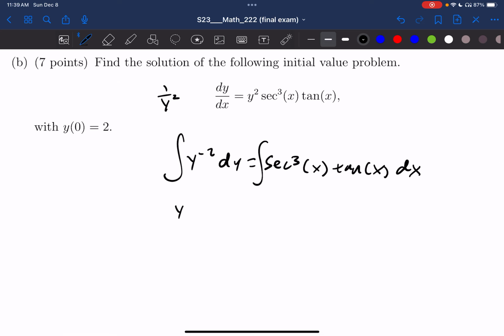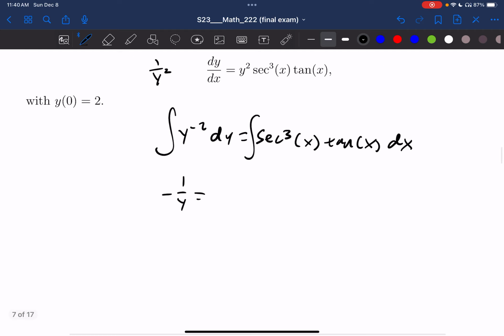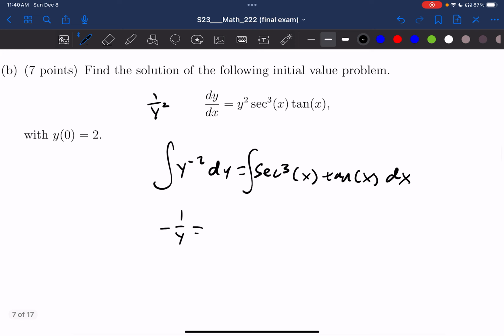The left side will be y to the negative 1 divided by 1, so it's going to be negative 1 over y. Negative 1 over y will be equal to, the right side is a little bit more complicated. We can manipulate this a little bit by applying our knowledge of the Pythagorean identity: sine squared plus cosine squared is equal to 1. And if we divide everything here by cosine squared, what you'll end up with is sine divided by cosine, which is tangent.